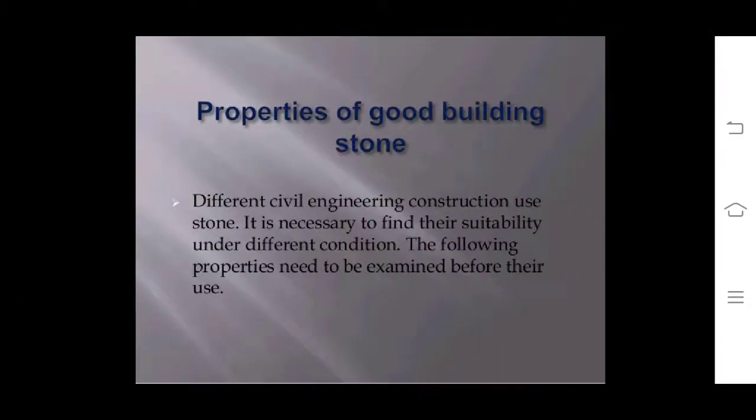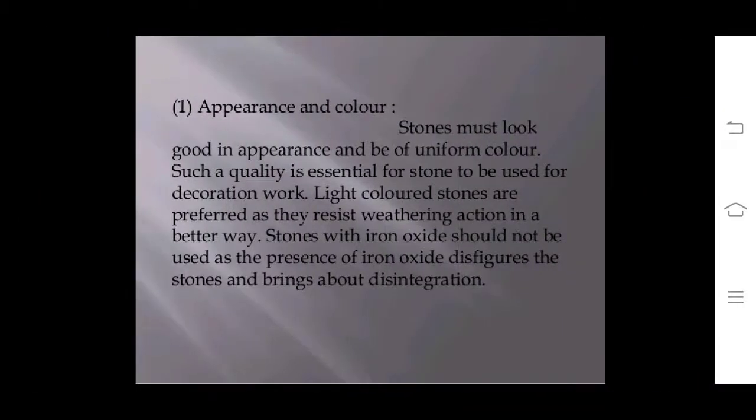Properties of good building stone. To study the good quality of construction, we have to know the properties of good building stone. Different civil engineering constructions use stones. It is necessary to find their suitability under different conditions. The following properties need to be explained and examined before their use in construction.